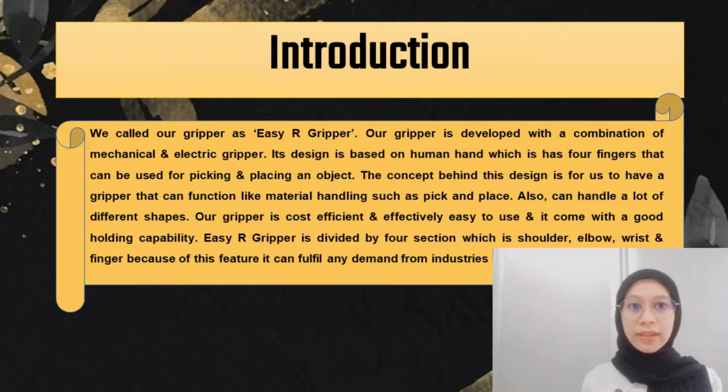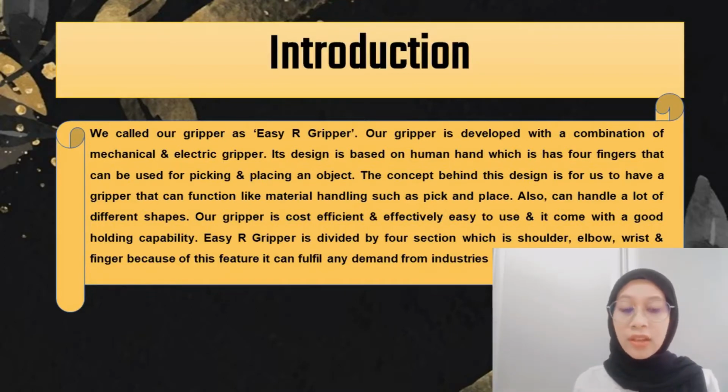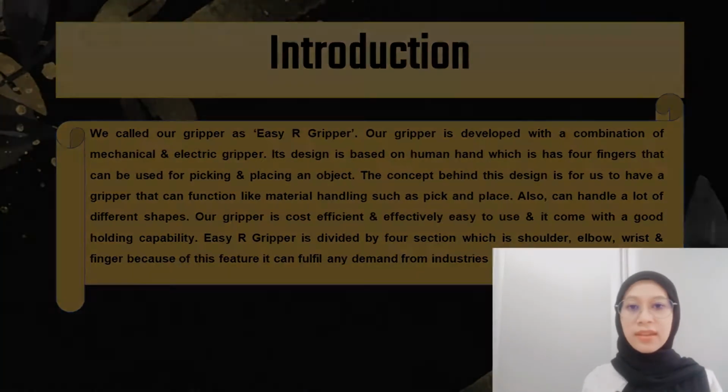The concept behind this design is for us to have a gripper that can function in material handling, such as pick and place, and can also handle a lot of different shapes. Easy R Gripper is easy to use, cost efficient, and has good holding capability. It is divided into 4 sections, which are shoulder, elbow, wrist, and finger. Because of this feature, it can fulfill any demand from factories and industries.